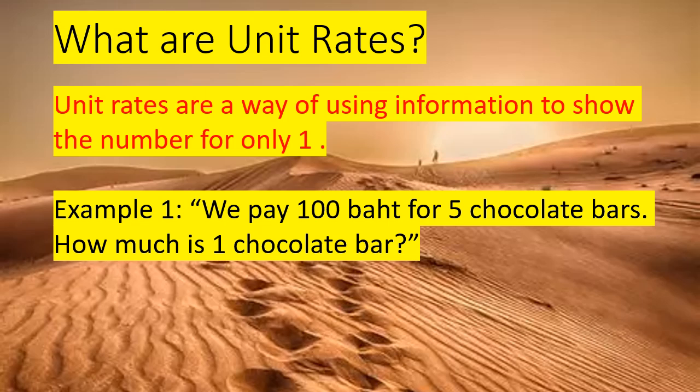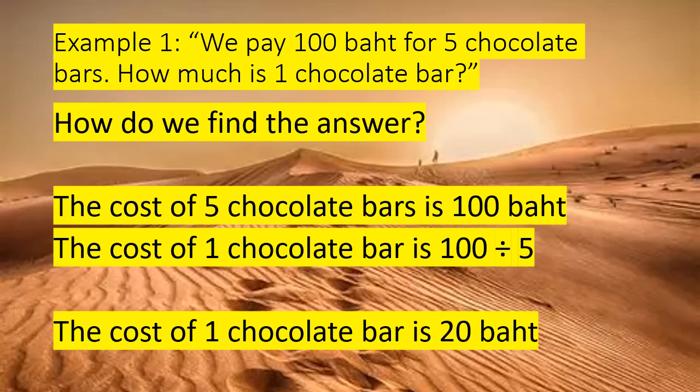So, for example, we pay 100 baht for 5 chocolate bars. How much is one chocolate bar? So, how do we find the answer? The cost of 5 chocolate bars is 100 baht. The cost of one chocolate bar is 100 divided by 5. So the cost of one chocolate bar is 20 baht. That is the unit rate.